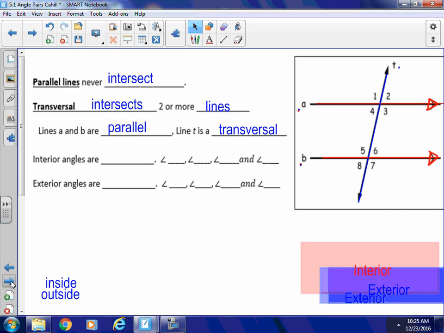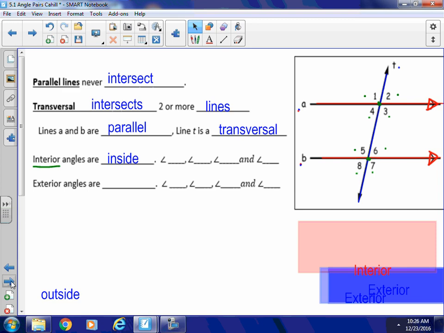Now let's talk about the angles that are created. When I've got my 2 parallel lines and my transversal, I have created 2 intersections, an upper one and a lower one in this case, and I've created 1, 2, 3, 4, 5, 6, 7, 8 angles. Well, some of these angles are on the inside. They're my interior angles. Let's go see which ones.